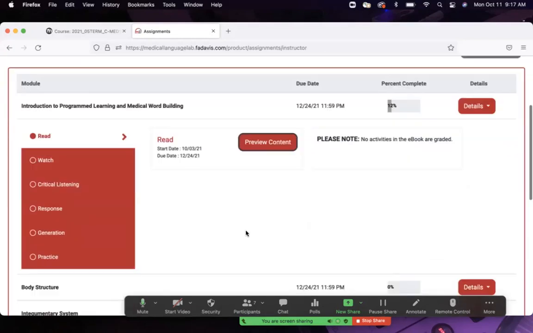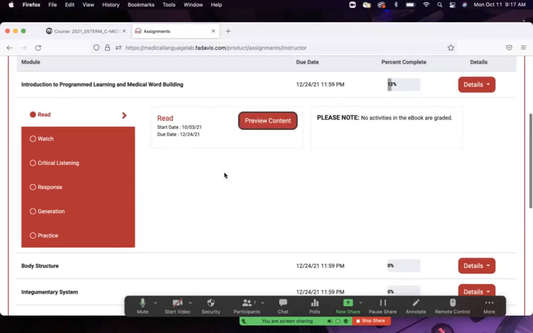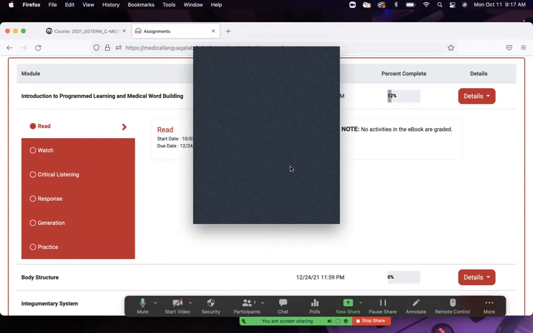So if I click on details, you'll see something like this. Now, read means you want to look at the textbook for that particular chapter. So the Introduction to Program Learning is chapter 1. And if you're a textbook person, you can read it. And I'm going to show you some hints on how to read a textbook. Is anyone here an insomniac and has some trouble sleeping? Anybody?